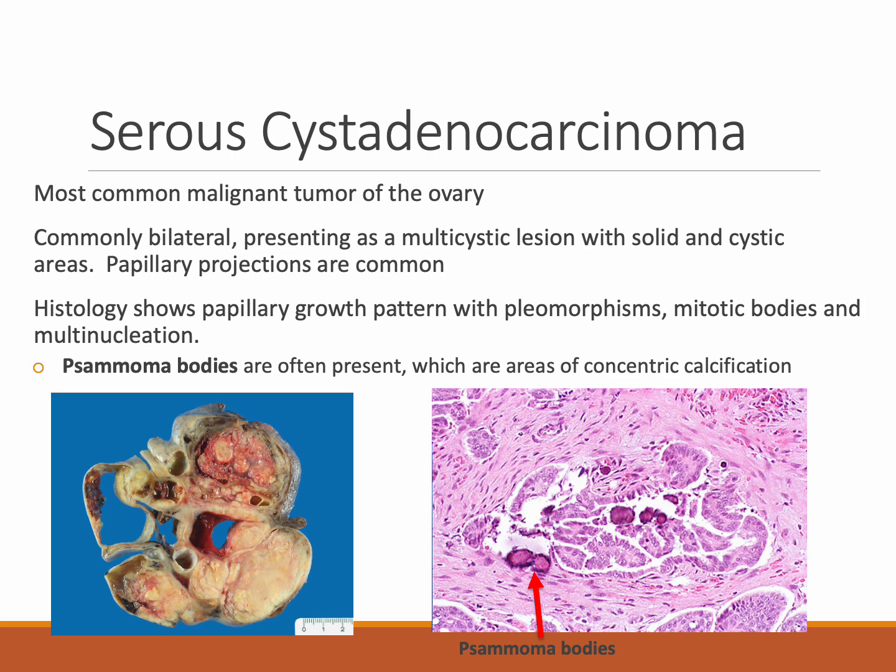In the extreme version, the cystadenoma can evolve into a cystadenocarcinoma or serous adenocarcinoma. Sometimes they're referred to that way, the cyst being implied. So this is the most common malignant tumor of the ovary. Typically you'll see these quite often.